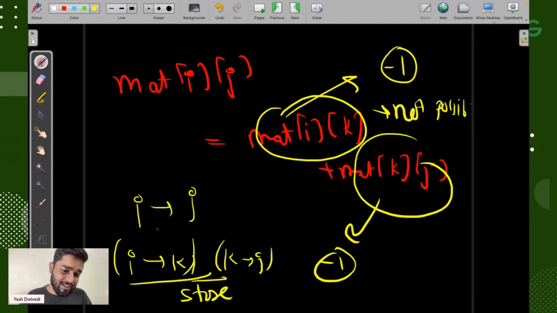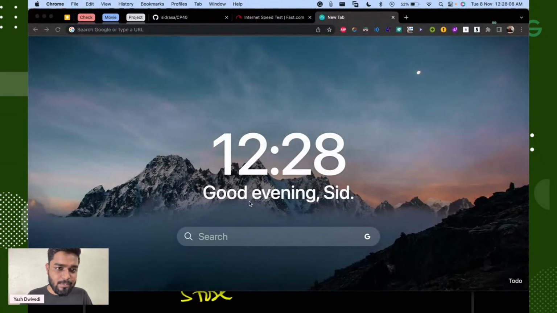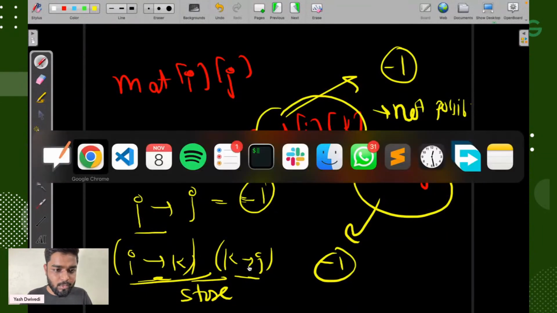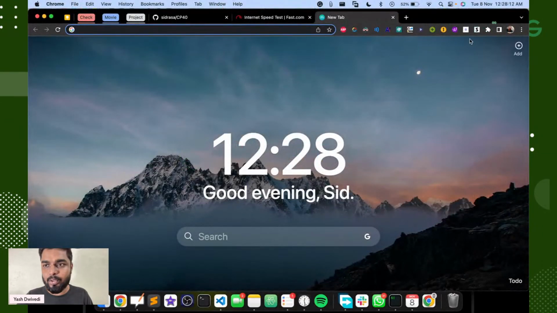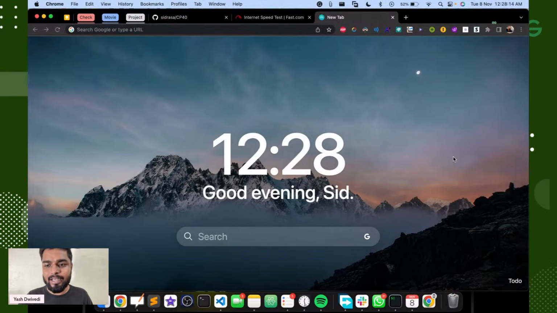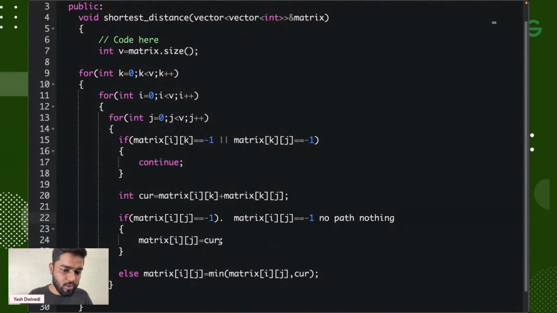If there's no path from i to j, that means the distance is stored as minus one, but if from i to k and k to j there is a certain path, then you will simply store it. Correct, that is what you will try to do, right?